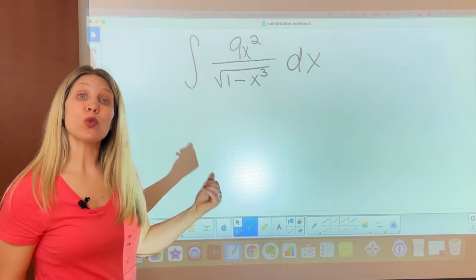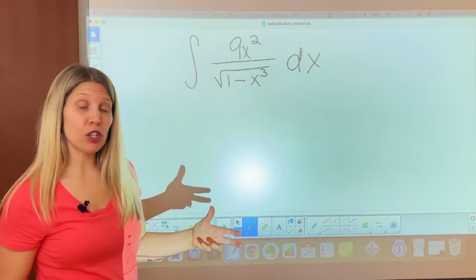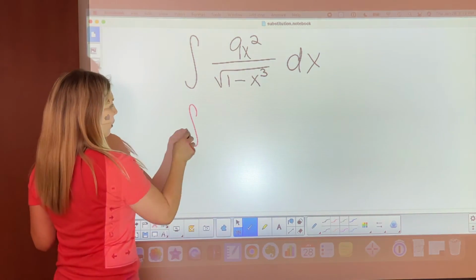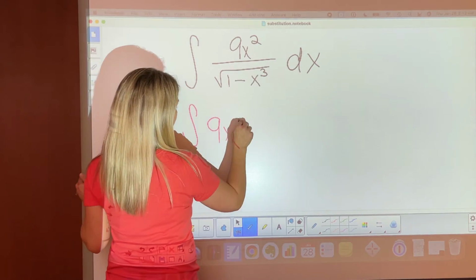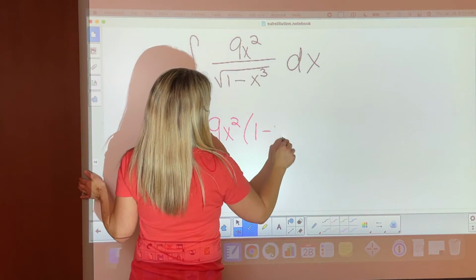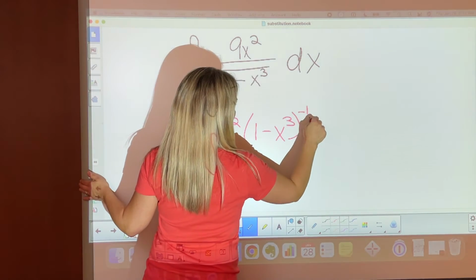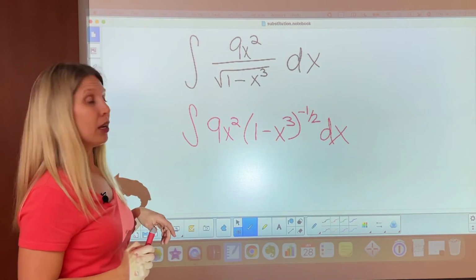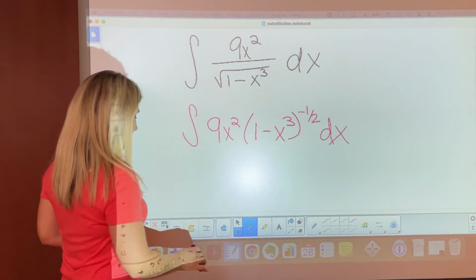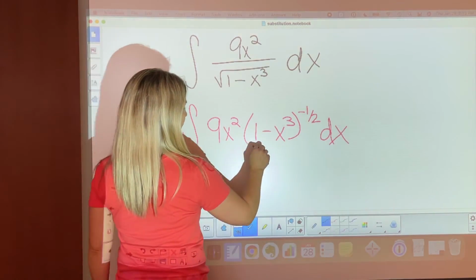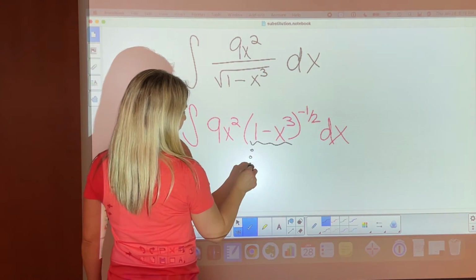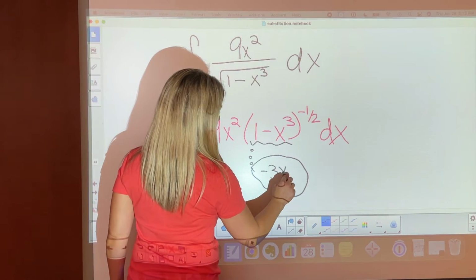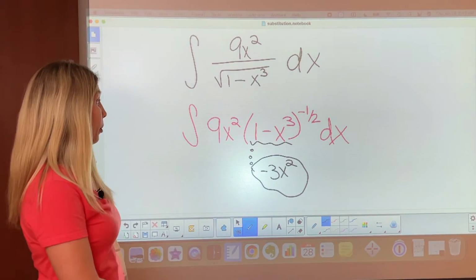This one looks a little uglier, so let's give it a try. First thing I'm going to do is rewrite this so it's not in a fraction, and I'm going to rewrite my square root as a fractional exponent. So we're going to have the integral of 9x squared times 1 minus x cubed to the negative 1/2 power. The negative is what brings that up from the denominator, and the square root is a 1/2. Now I see that my inside piece is going to be this. And first thing I want to do is figure out what is his derivative. His derivative is negative 3x squared.